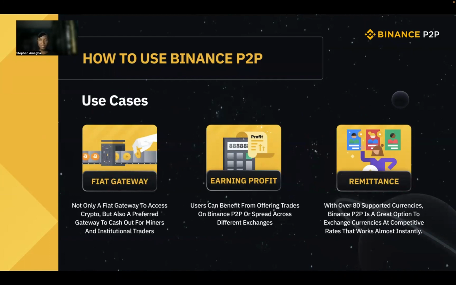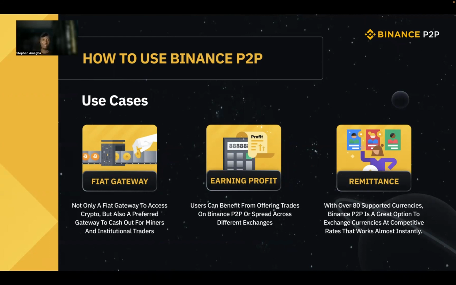So there are a lot of things you can actually use the Binance P2P for. Yes, we know it as a place to buy and sell cryptocurrencies. But if you know your way around, if you know what you're doing, you can actually leverage it to do more things for yourself. Okay. So one of the most common use cases of Binance P2P is as a fiat gateway.